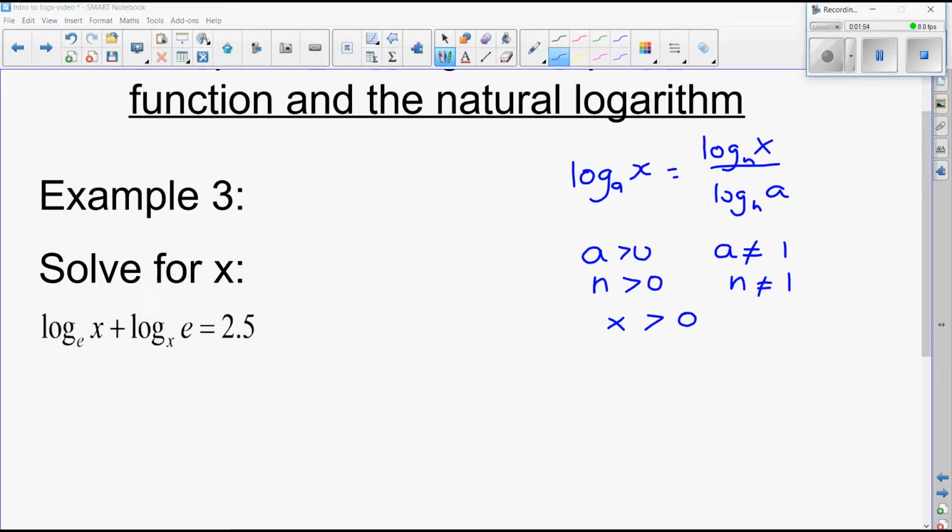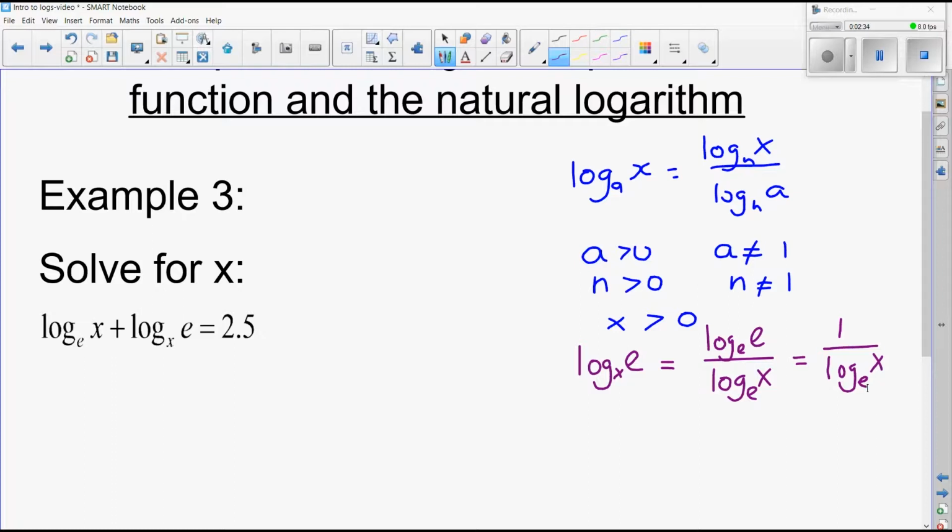Now let's look at log of e to the base x. Just consider that term. If I want to change this to base e, then I'm going to have log of e to base e over log of x to base e. And log of e to base e has a value of 1 because we have the little rule that says log of a to the base a equals 1. So this is 1 over log of x to the base e.